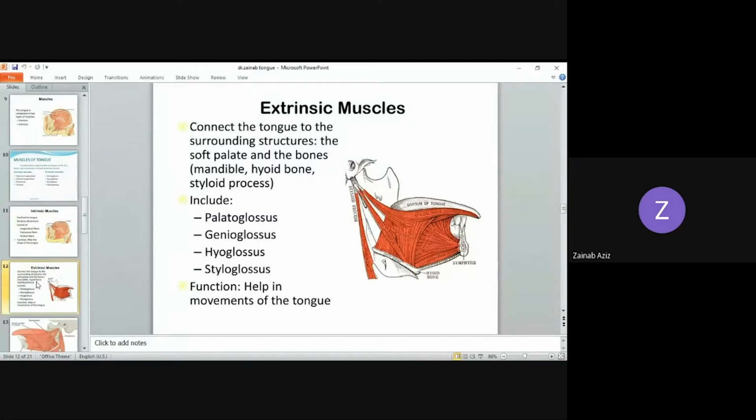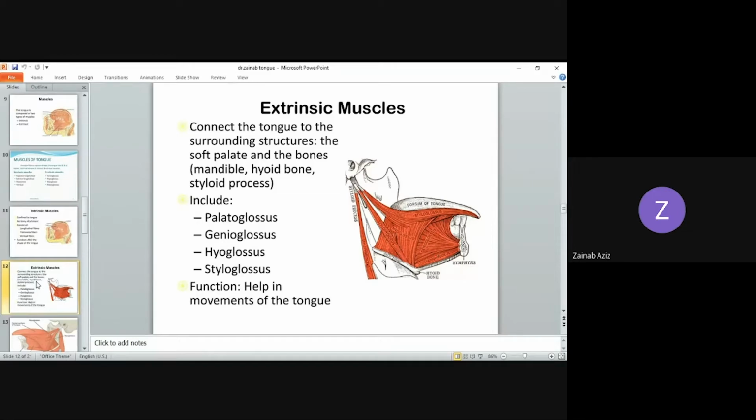So the extrinsic muscles basically connect the tongue to the surrounding structures: the soft palate and the bones, like the mandible, mental tubercle, hyoid bone, the greater horn of the hyoid bone, and styloid process. And as I say, they are palatoglossus, genioglossus, hyoglossus, and styloglossus. Their function is to help in movement of the tongue.